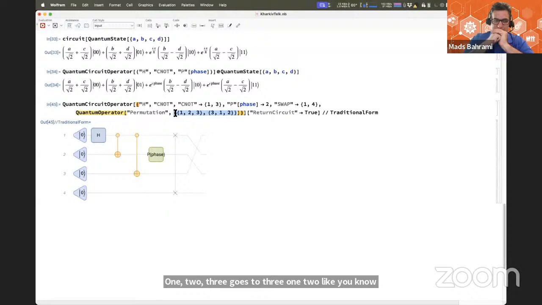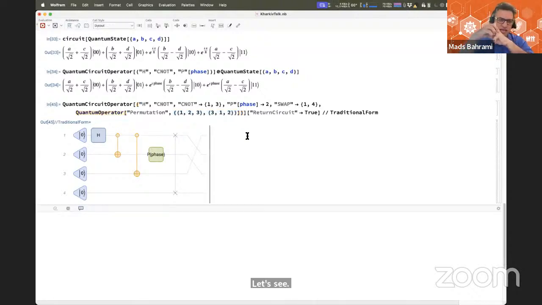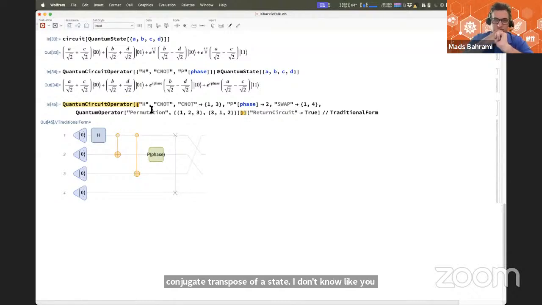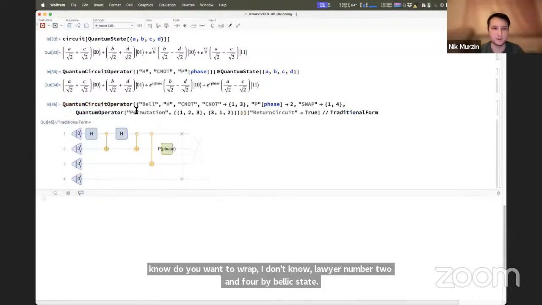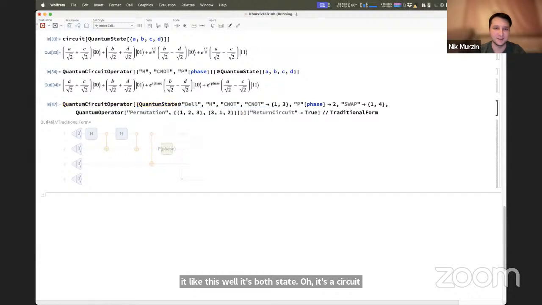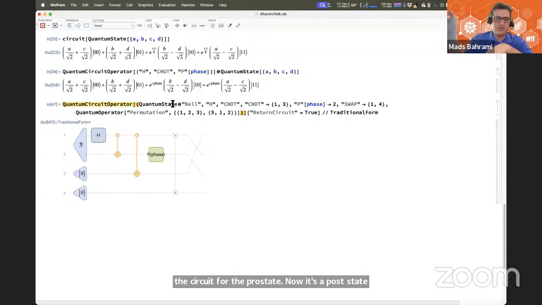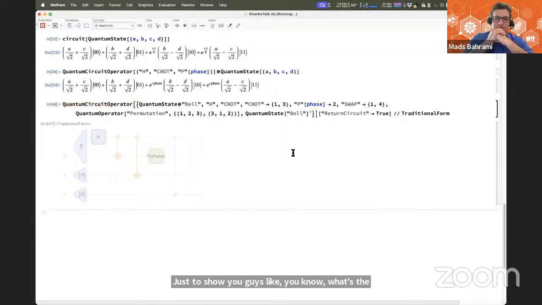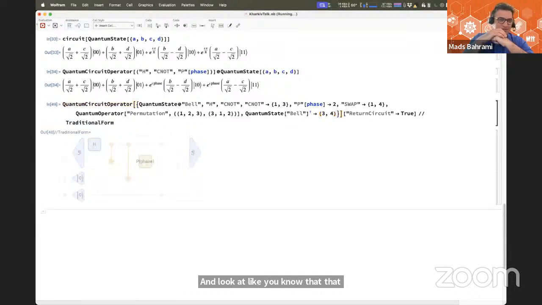Let's see, for example, Nick, let's wrap one of them as the final state. Let's add into that circuit the conjugate transpose of a state. Do you want to wrap wire number 2 and 4 with a Bell state? It's a circuit for the Bell state. No, it's a Bell state. And then as a final state, at the very end, on number 3 and 4, add a dagger of the Bell state there too, just to show you guys the transformation. Okay, now add it on whatever wire we want.